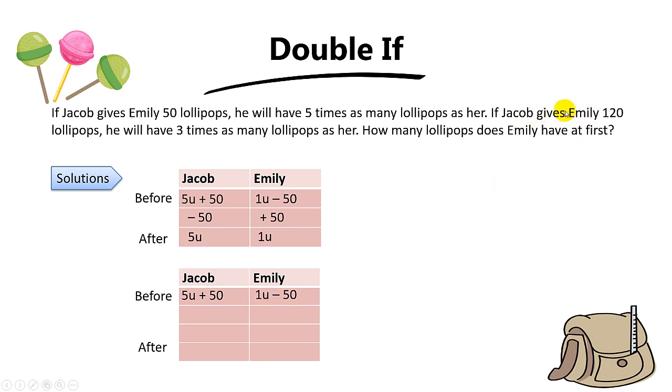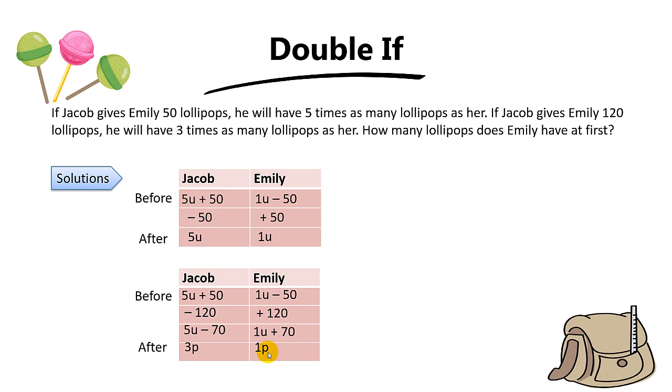Jacob gives Emily 120. So here will be minus 120, here will be plus 120. So when you take 50 minus 120, you get negative 70. You can check that using your calculator. While minus 50 plus 120, you get plus 70. Now the question says that he has 3 times as many lollipops as her. It means that this will be 3 parts and this will be 1 part.